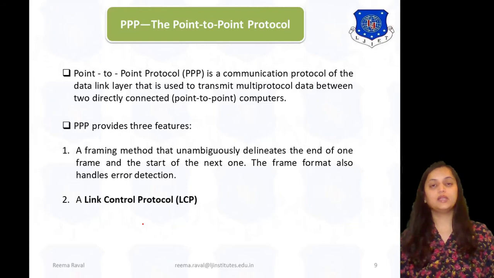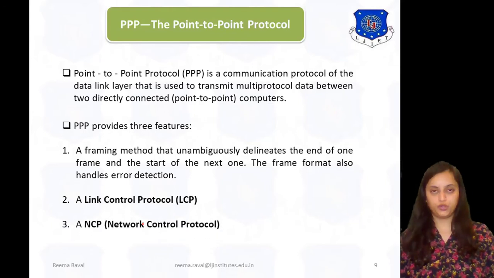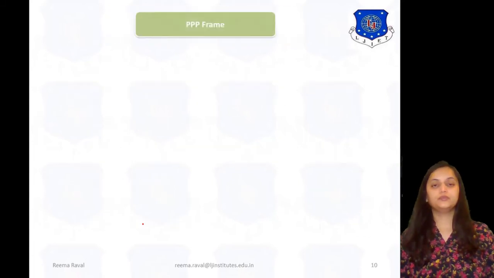So it also provides a way for two processes to test the line quality to see if they consider it good enough to set up a connection for data transmission, and these standards are defined under RFC 1661. The third feature is NCP, which is Network Control Protocol. So these are the basic three features of Point-to-Point Protocol.